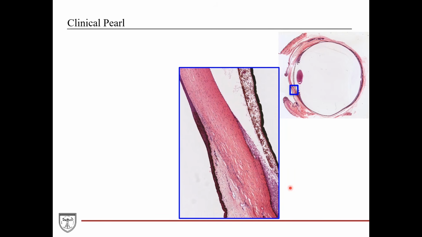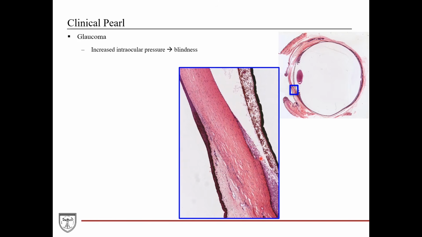A clinical pearl to consider here is glaucoma. Glaucoma is a disease of increased intraocular pressure that can lead to blindness. And this has to do with that constant production of aqueous humor that hydrates the vitreous humor and flows into the posterior and anterior chamber. And from the anterior chamber, that aqueous humor needs to constantly drain through the canal of Schlemm.